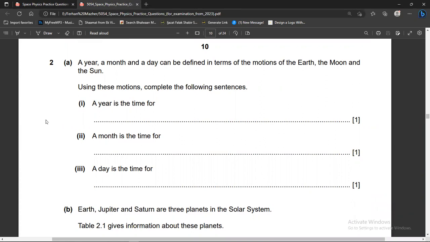A month is the time in which the moon of the earth completes its orbit around the earth. A day is the time in which the earth completes its complete spin around its own axis.